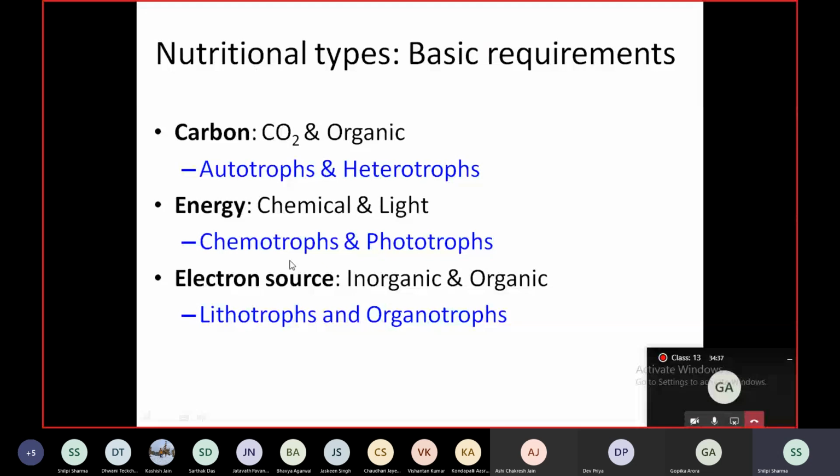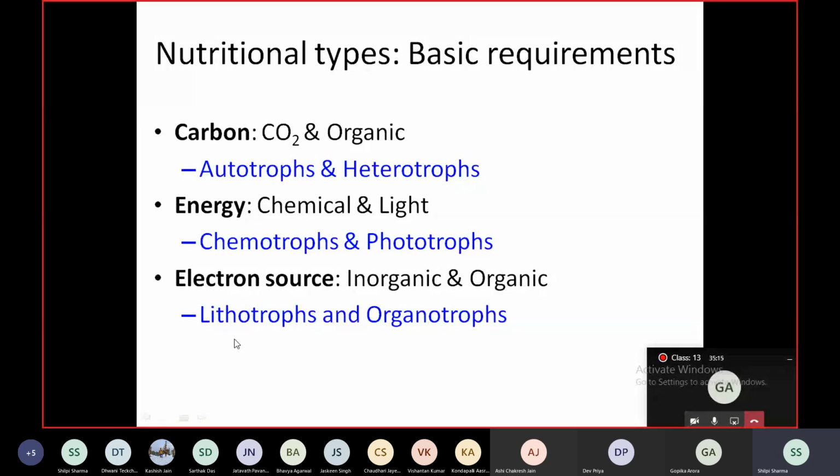Now, we have come across these terms during our earlier lectures. Some microorganisms can fix CO2, while others use organic matter as their source of carbon. So these are called autotrophs, while those that require organic carbon are called heterotrophs. On the basis of their requirement for energy, either they use light, then they're called phototrophs, photosynthetic organisms, or they use energy from chemicals, and then they're called chemotrophs.